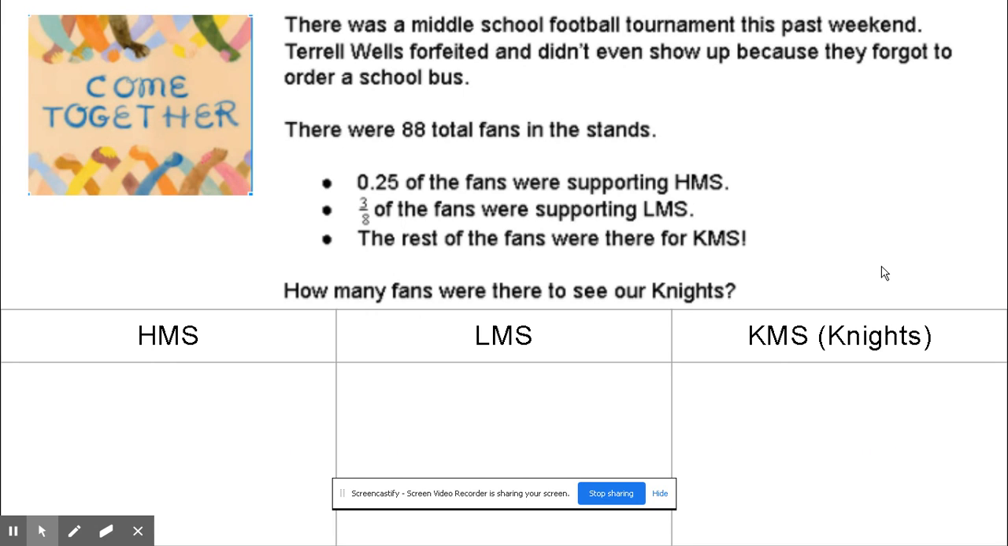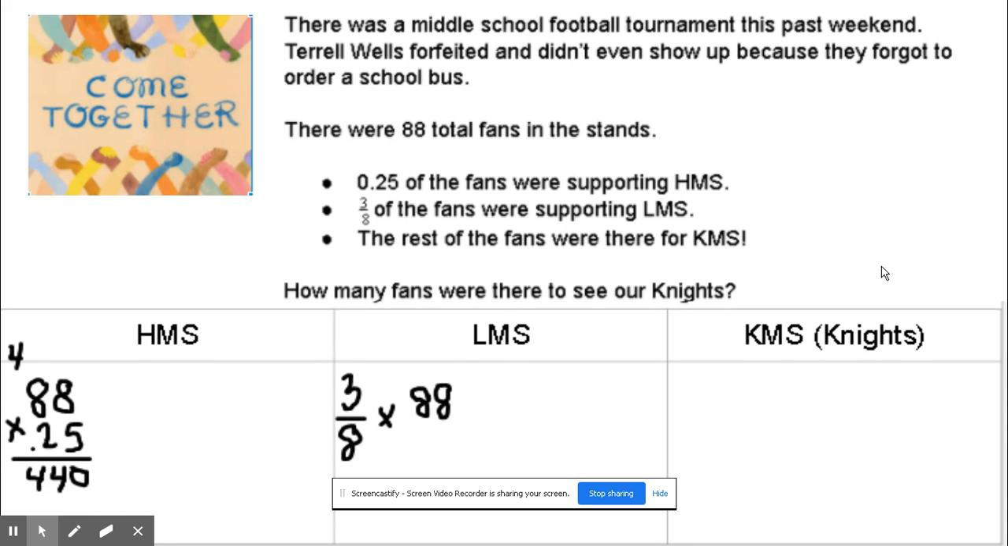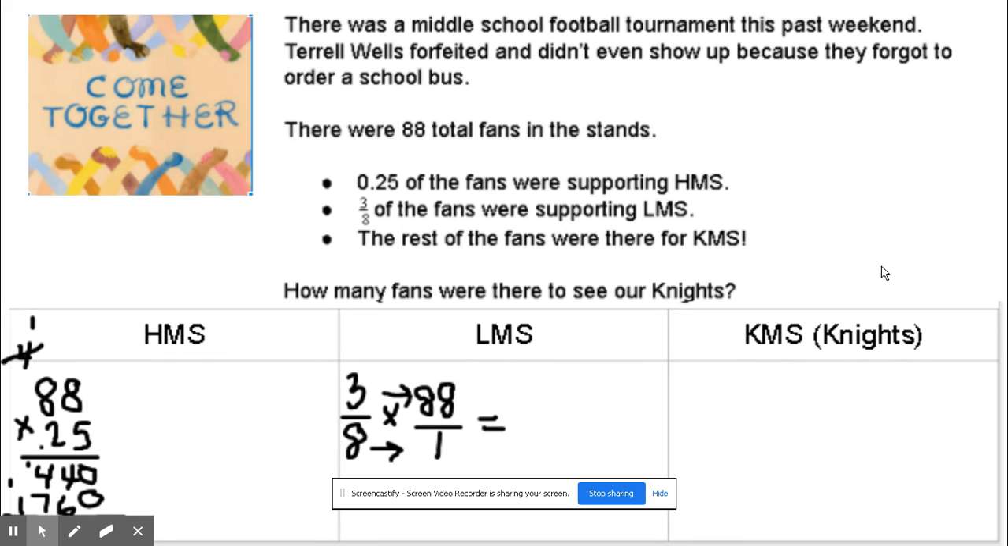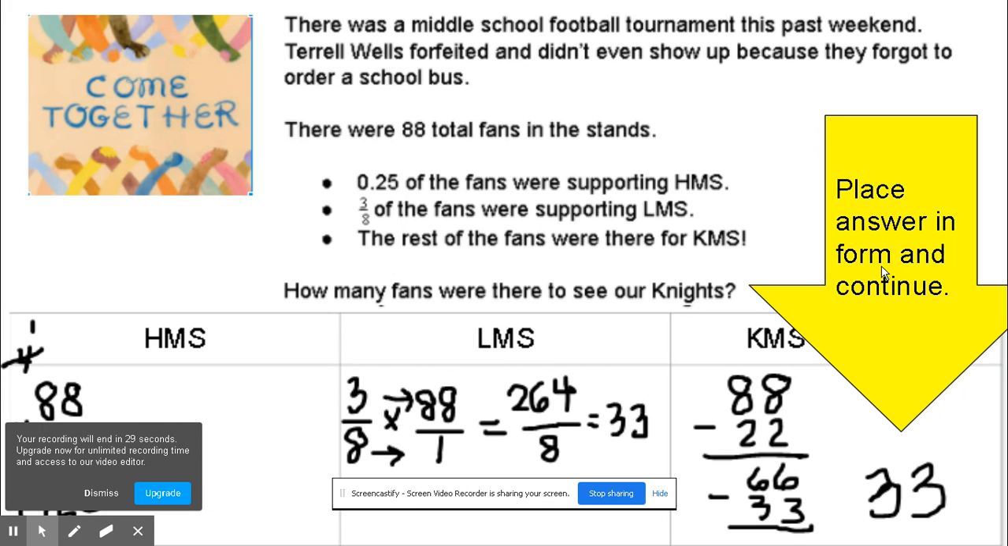So let's break this down. HMS, LMS, and KMS. Well, at HMS, they had 88 times 0.25. And at LMS, they had 3/8 times 88. So at HMS and LMS, we end up with HMS had 22. So I'm going to take that out of the KMS, 88 minus 22. And then LMS had 33. So if I subtract that, I end up with 33 people were there to see the Knights.